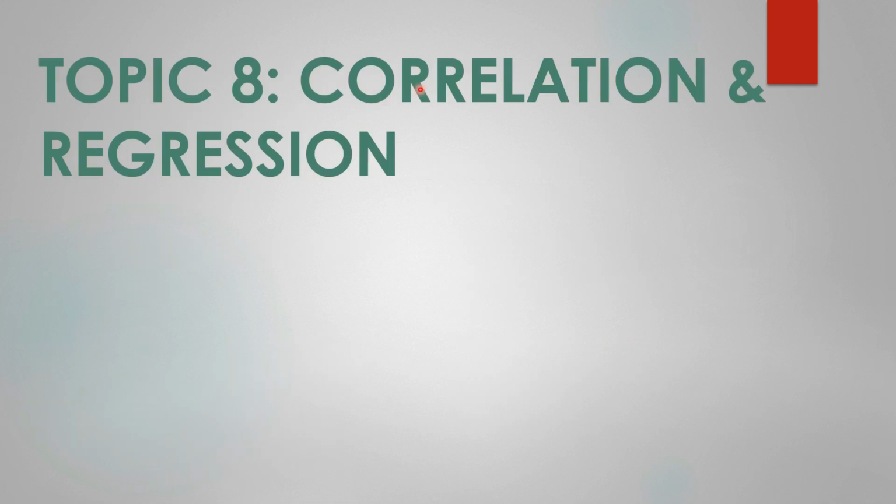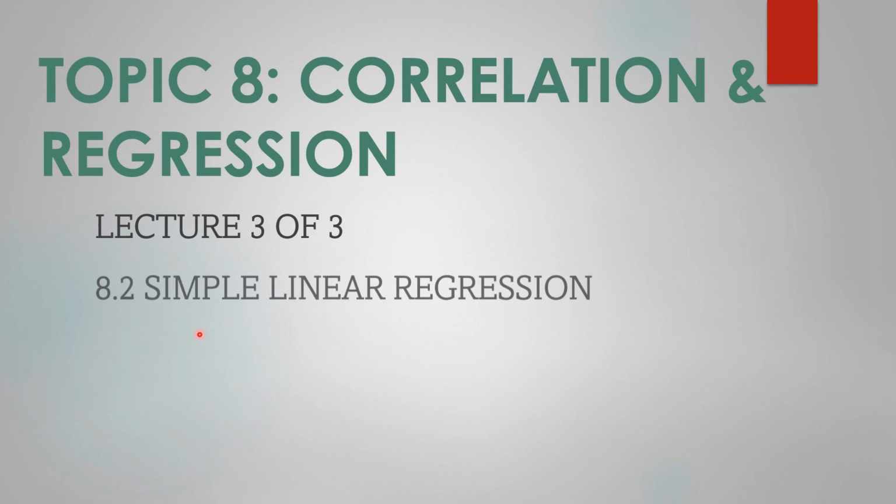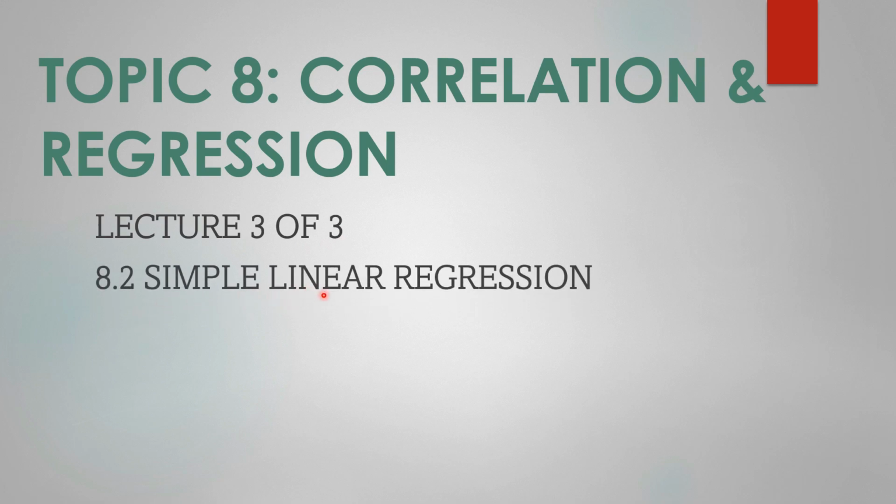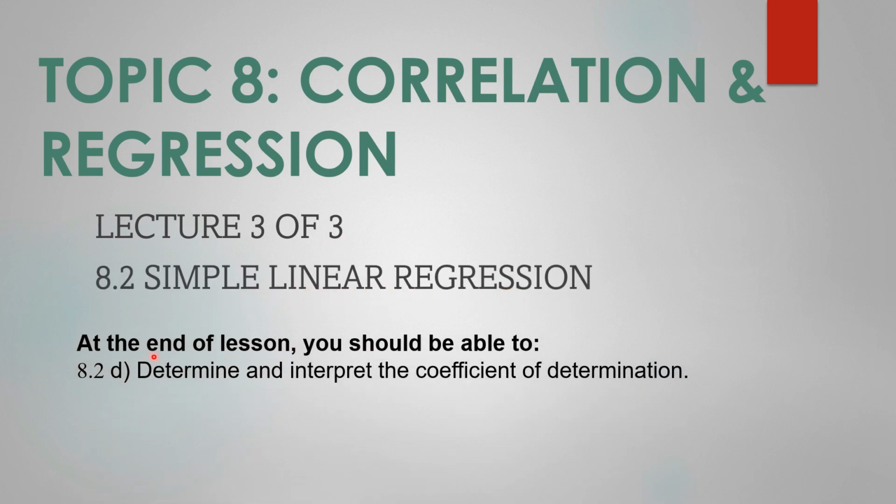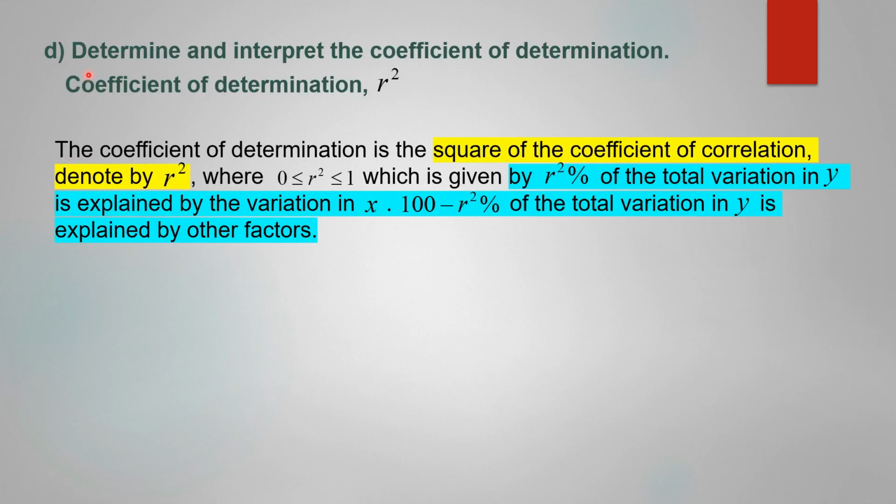Topic 8, correlation and regression. Lecture 3 of 3. 8.2 simple linear regression. At the end of the lesson, you should be able to: 8.2d, determine and interpret the coefficient of determination.